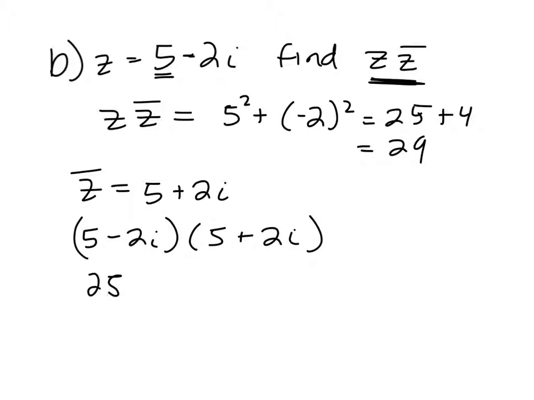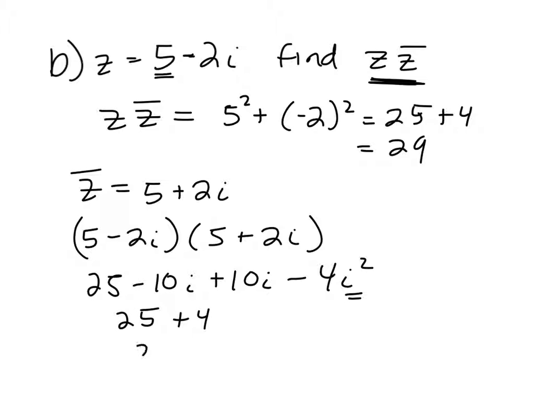So let's go ahead and do it. 25 minus 10i plus 10i minus 4i squared. That's 25 plus 4, because i squared is negative 1, so that changes the sign. So that's 29. So you get the same answer either way, just much faster to go ahead and use the theorem.